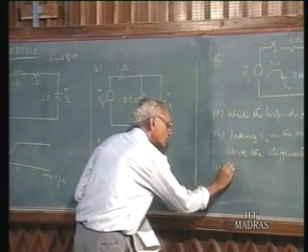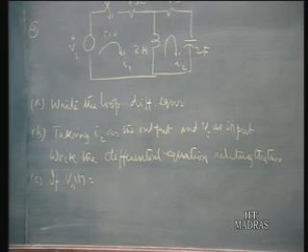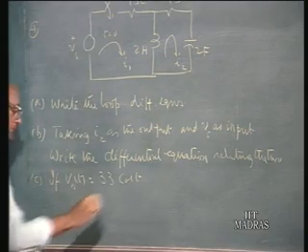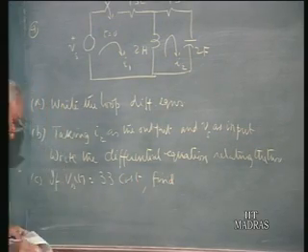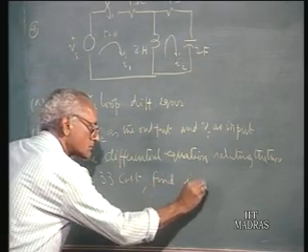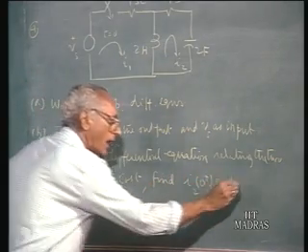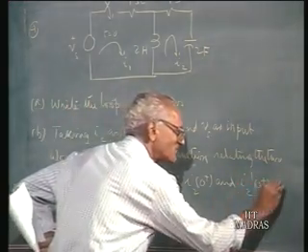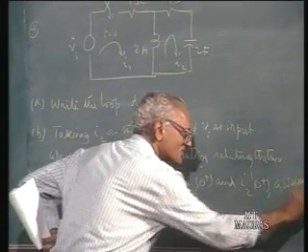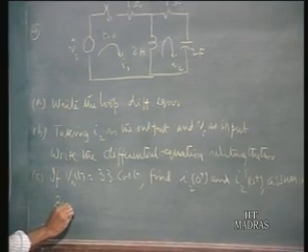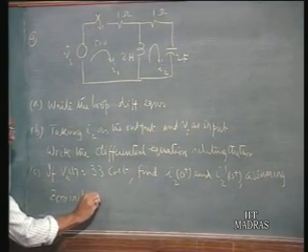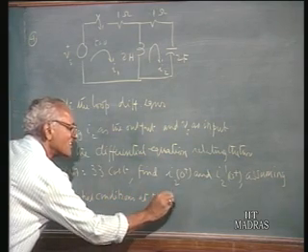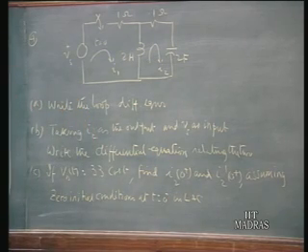C, if Vs of t equals 33 cos t, find I2(0+) and I2'(0+), the initial value of the second current and its derivative, assuming zero initial conditions at t equals 0 minus in the inductor and capacitance, assuming that the inductor and capacitance are initially uncharged.